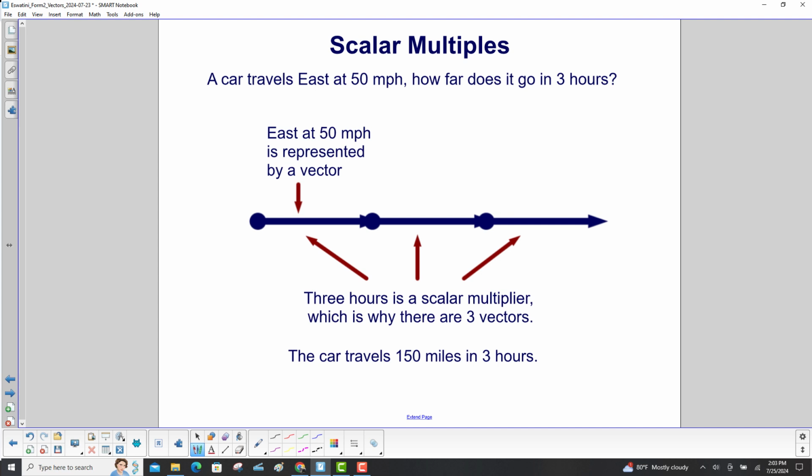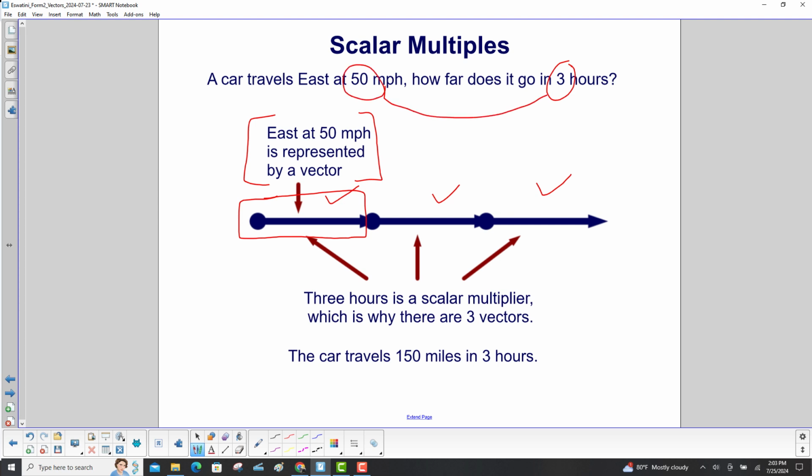Scalar multiples. A car travels east at 50 miles per hour. How far does it go in 3 hours? So we're going to represent east at 50 miles per hour by this vector here. 3 hours is a scalar multiplier, which is why there are 3 vectors, right? So this is the first hour, second hour, third hour. The car travels 150 miles in 3 hours, right? We're just multiplying 3 times 50.